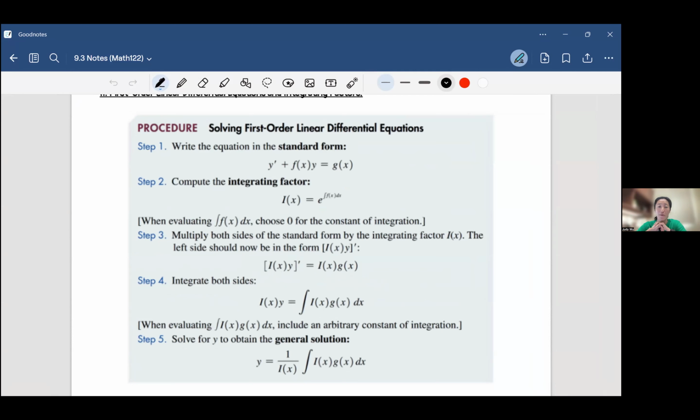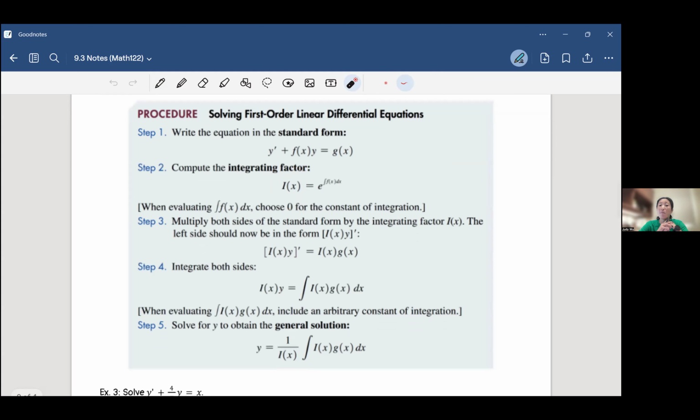So step number one, we have to make sure that we write our equation in standard form, okay? If we don't do this step, the rest of the steps aren't really going to make any sense, okay? So first things first, we're going to make sure that we write our equation in standard form. Second thing, we are going to compute what we call the integrating factor. We're going to use the letter I of x to talk about an integrating factor, okay?